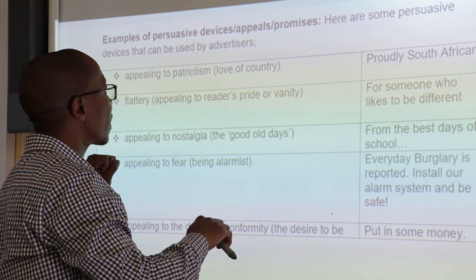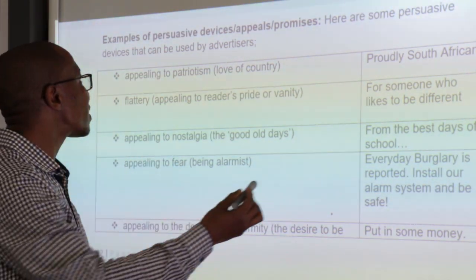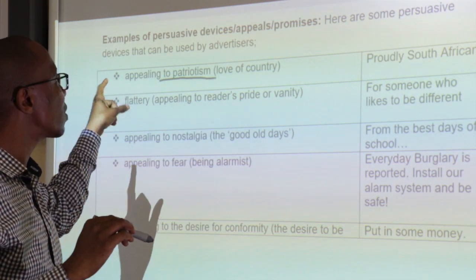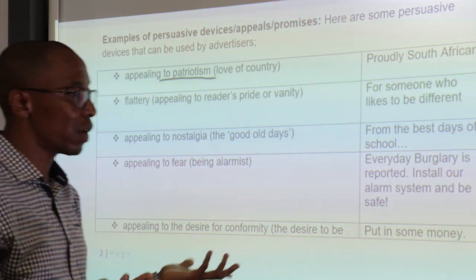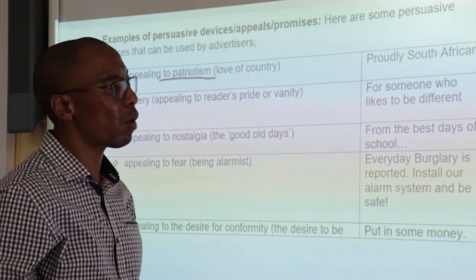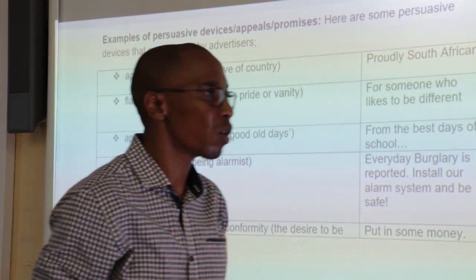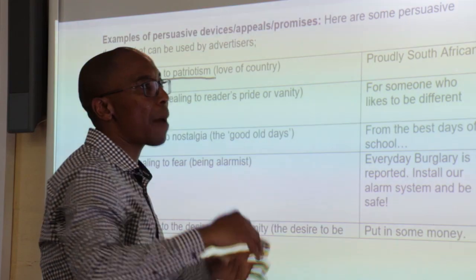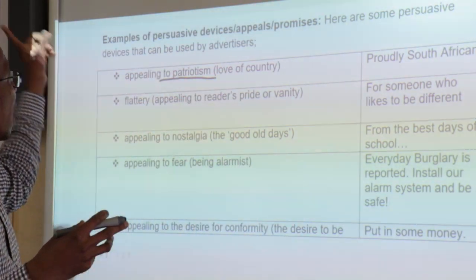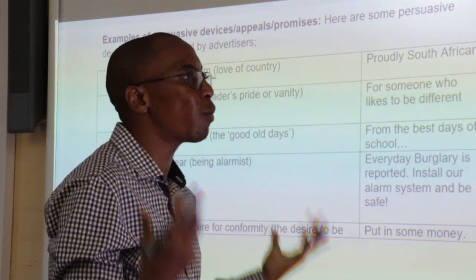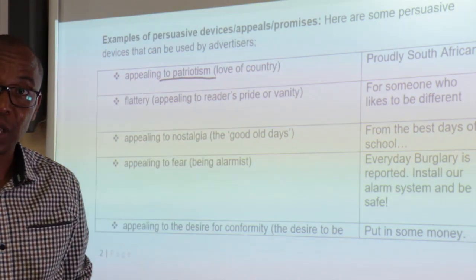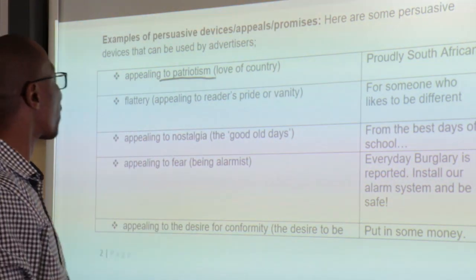At times, the advertiser would make sure that the promise or the product or the language used appeals to patriotism, which is the love for your country. For example, if the product has that stamp, proudly South African, then why buy an American product? Why buy an Australian product if this is a proudly South African product? Then this is a persuasive device or language relating or appealing to patriotism. So if you are someone who loves South Africa, you say, you know what, I'm buying this just because it is made here in South Africa. It's important for me to support South African products.